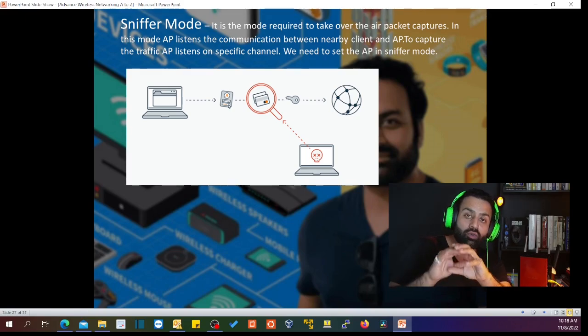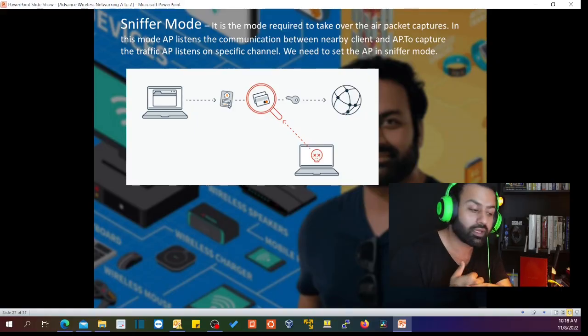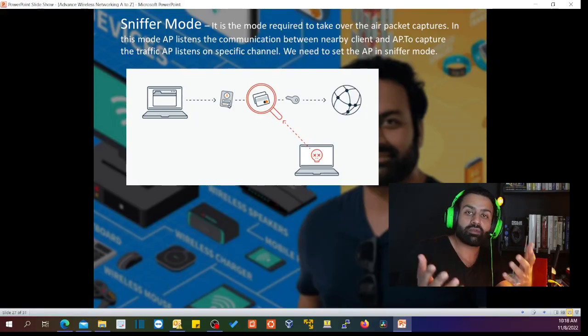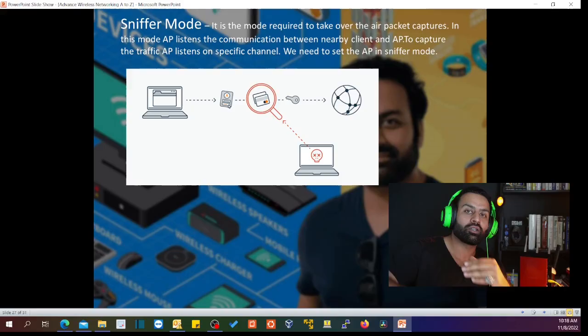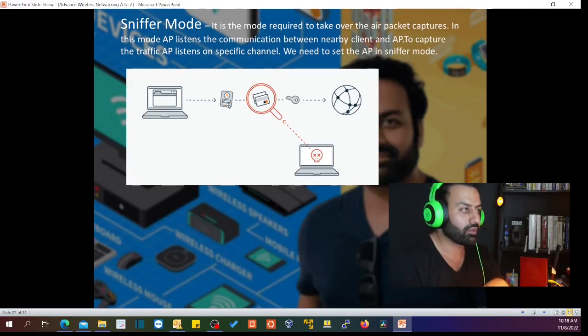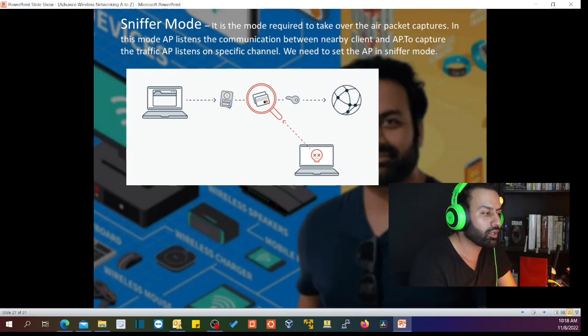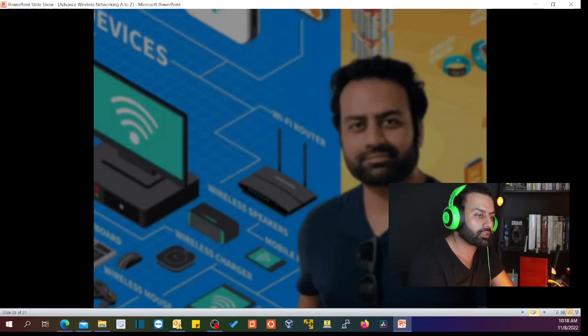So once I get that information, then I will sniff it. I will run my own fake wireless access point, and I will deceive some of your clients. Sniffer is when you start the attack, when you start sniffing, just making fake scenarios. So these are the modes for the access point.